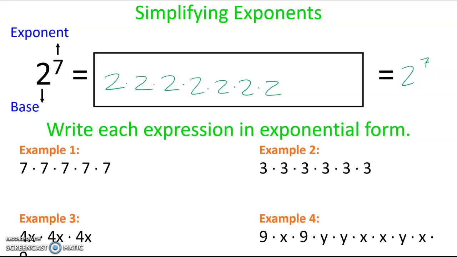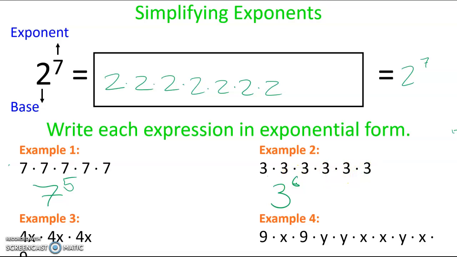You can figure that out in a calculator. 2 to the 7th power is going to give you some big number. So, just a couple quick examples down here. Example 1: 7 is the number being multiplied, and the number of times it's multiplied is 1, 2, 3, 4, 5, so 7 to the 5th power. Over here, 3 is the number being multiplied, 1, 2, 3, 4, 5, 6 times.